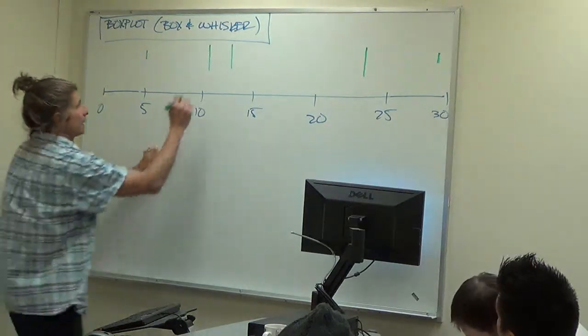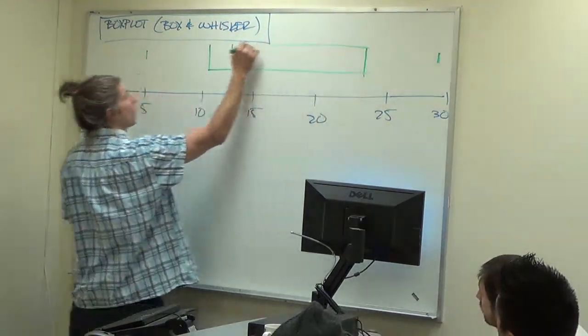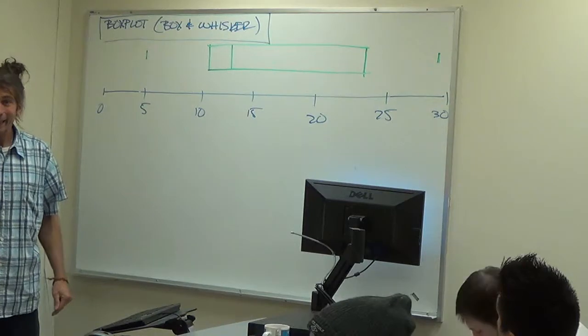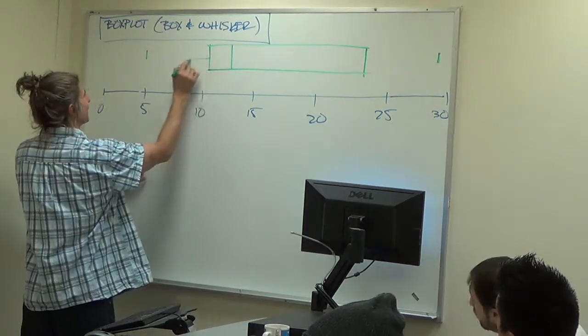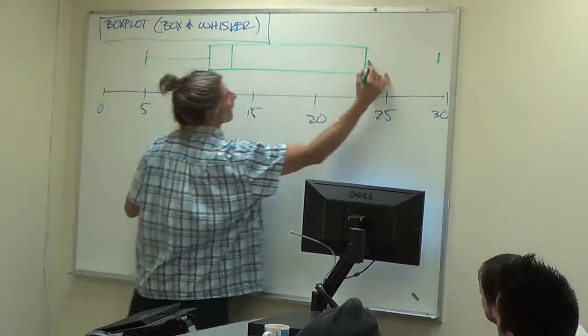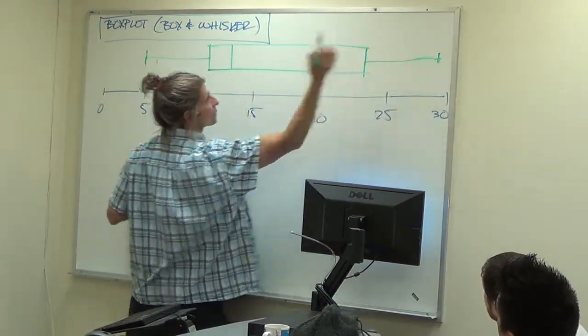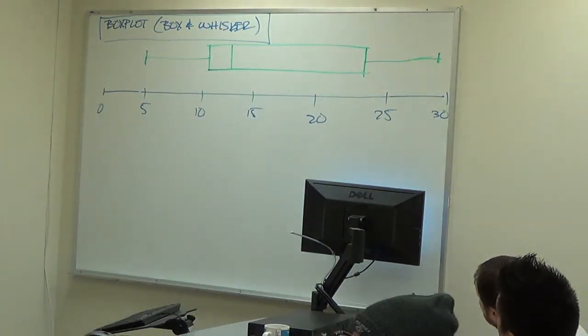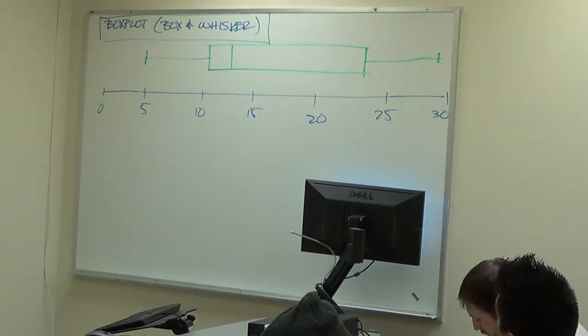Your box is formed by joining all those guys. And then your whiskers come out like this. It's a straight line. That's a box plot, or a box and whisker.